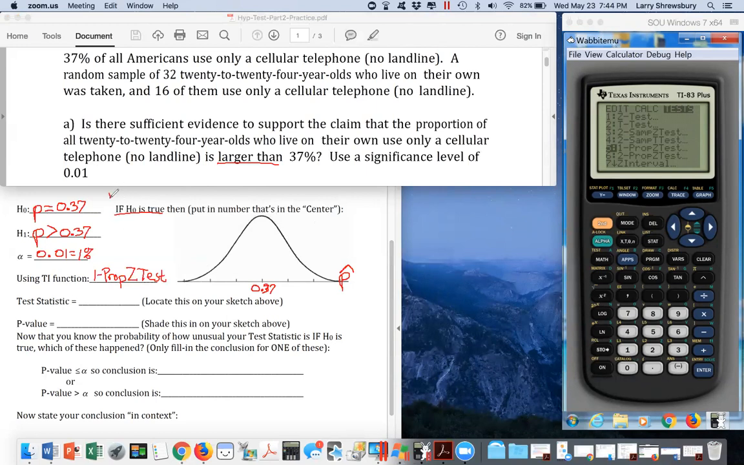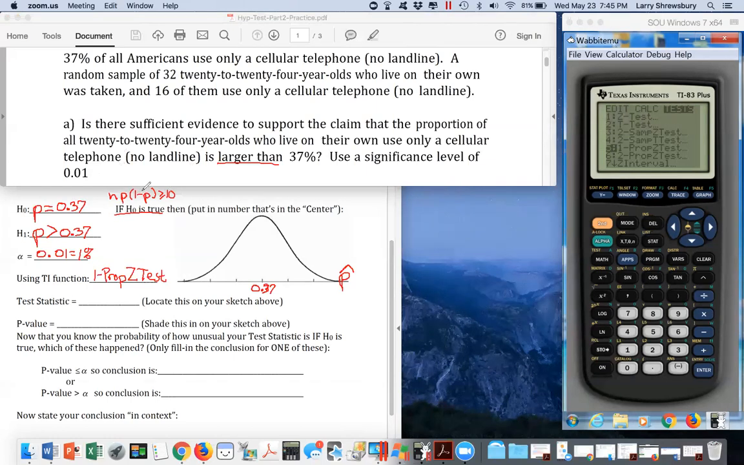So we want to know if I take n times p times 1 minus p, greater than or equal to 10, does that pass? Now, you might be wondering, which do I use? Do I use this 37% here, or should I use my sample proportion, which is 16 out of 32? It's considered okay to use either. I've seen it done both ways. Me, I always tend to use the sample proportion because I always say, well, who knows? Maybe we'll end up rejecting that this is the case. But I'm not going to mark you down one way or the other.